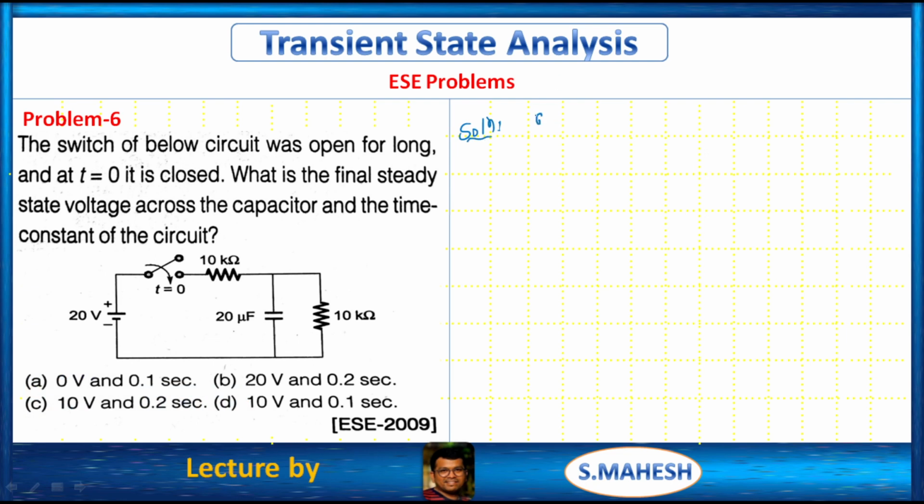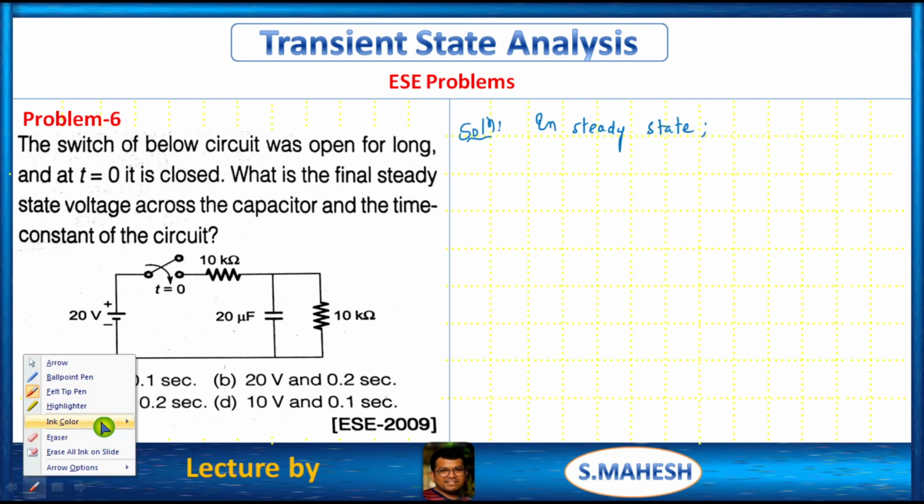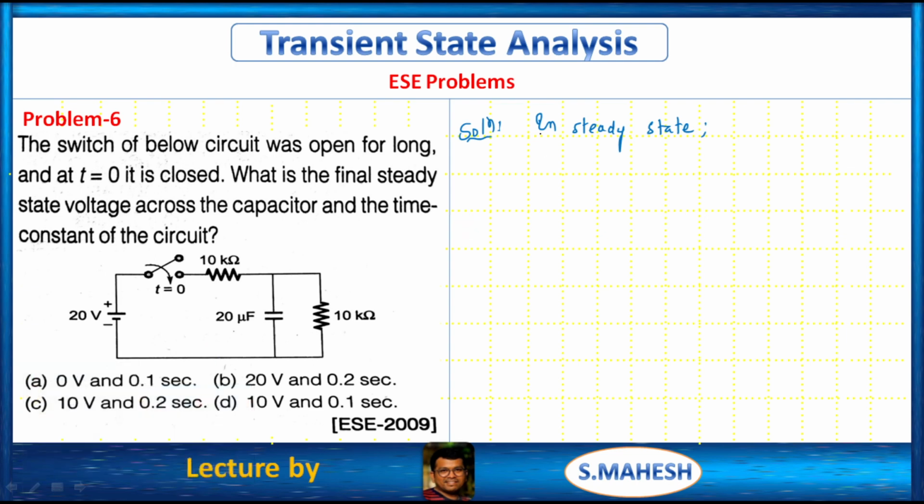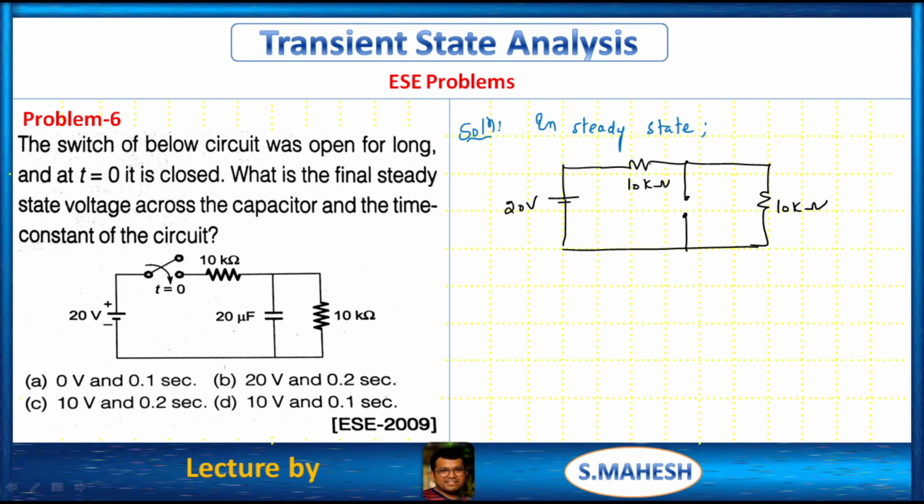Solution. Steady state circuit is what? Capacitor is open circuited. This is open circuited. This is 10 kilo ohm. This is open circuited. This is 10 kilo ohm. This is 20 volts. So we have to calculate this voltage.